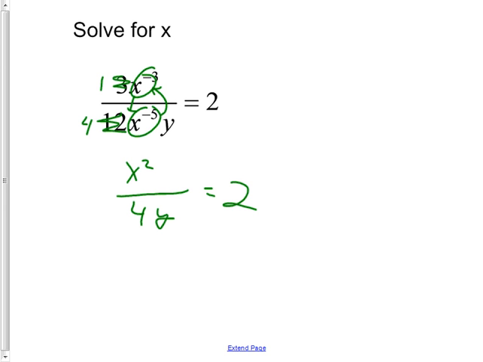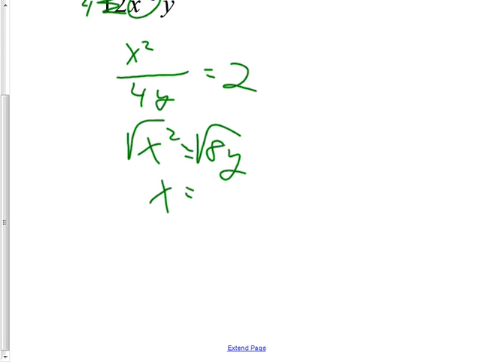Multiply both sides by 4y, x squared equals 8y. Then square root, square root, square root, x equals square root of 8y. First of all, how many of you remembered the plus minus? All right, there was a plus minus because we just square rooted both sides.